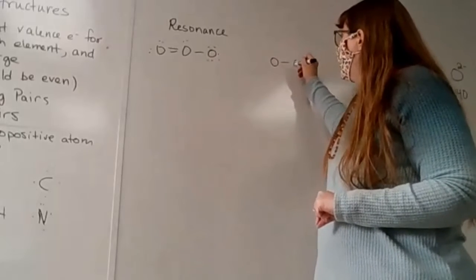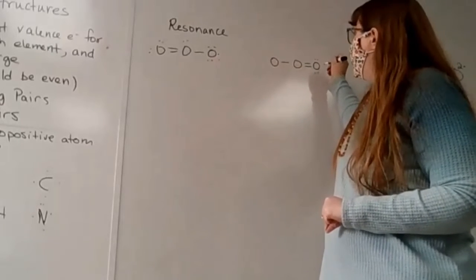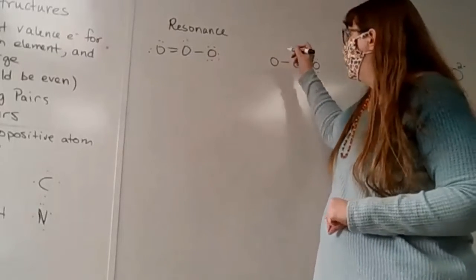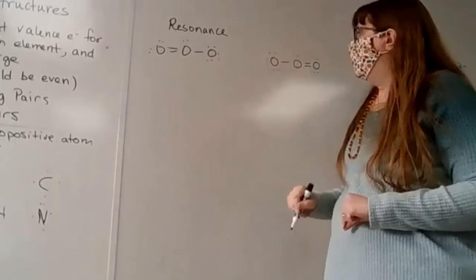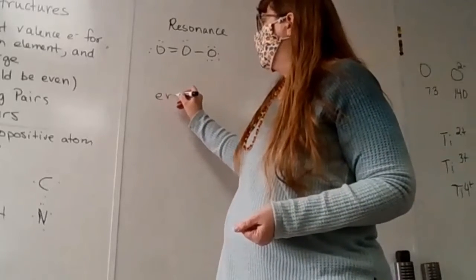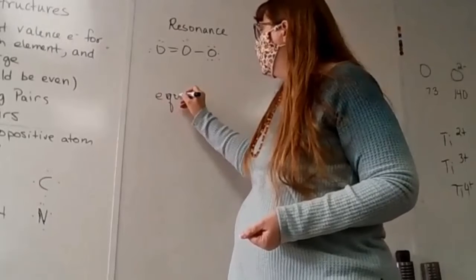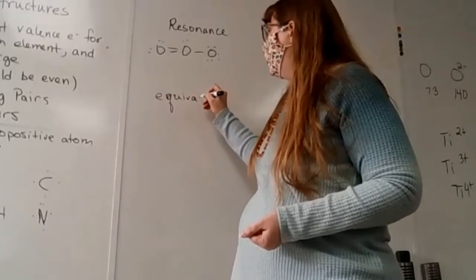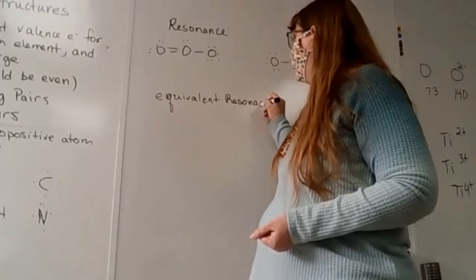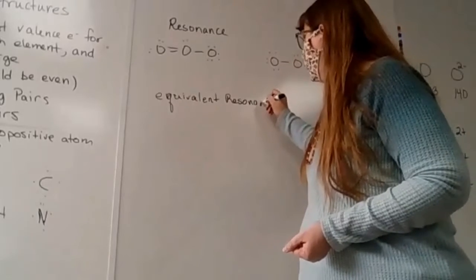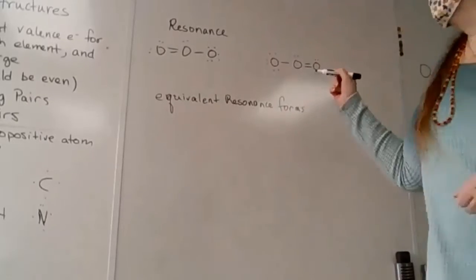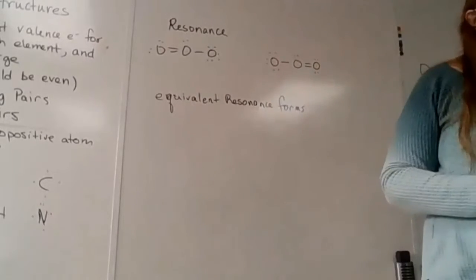So I could draw it the other way, where the atom on my right has the double bond instead of the one on the left. And both are equally valid. So we would call these equivalent resonance structures.